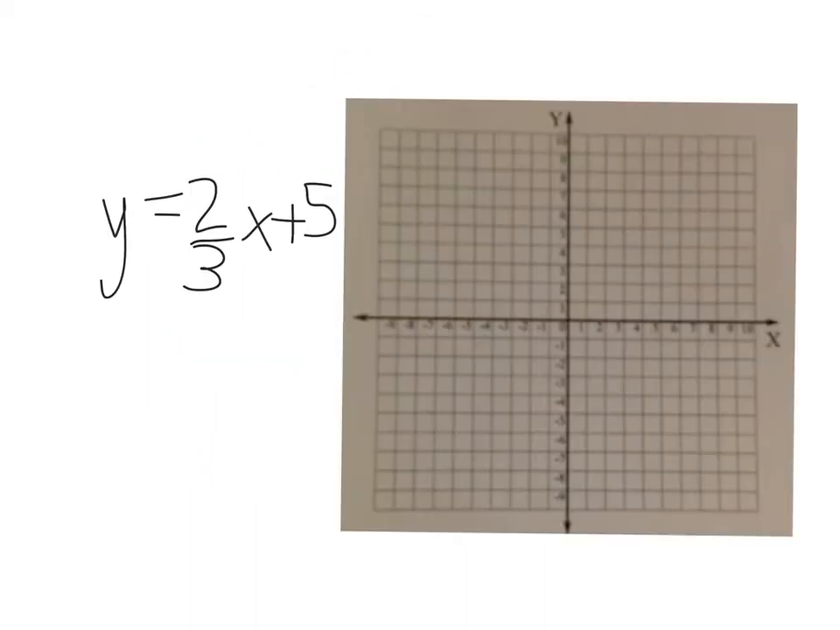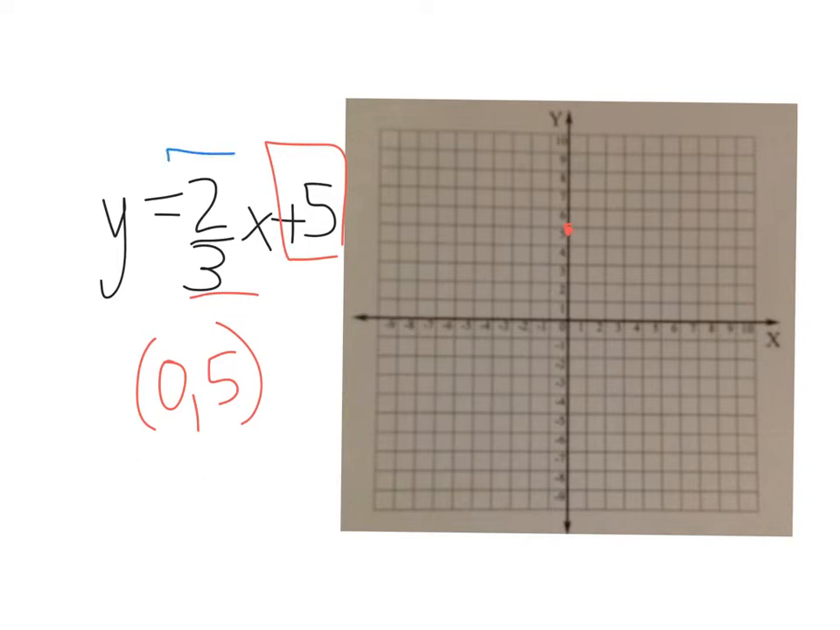So let's say we're going to graph this equation. This is already in slope-intercept form. That means I can immediately come up with when x is 0, y is going to be 5, because that's the y-intercept. When x is 0, that term goes away and I'm left with just that. So it's going to be (0, 5), which is right there. So that's my first point.